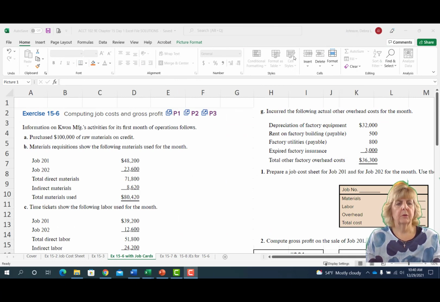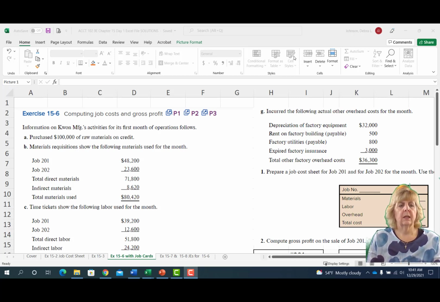Let's start our most comprehensive exercise of the day. Our focus is going to be on tracking the costs from birth until death, while at the same time maintaining job cost sheets for each one of the jobs. Because this exercise is fairly long, let's break this up into a few different steps.